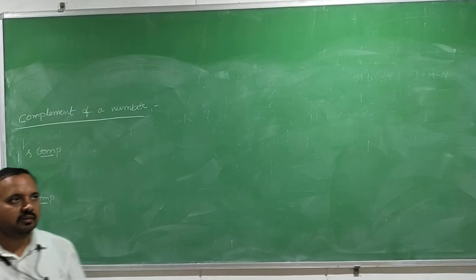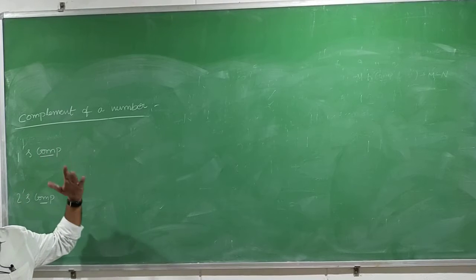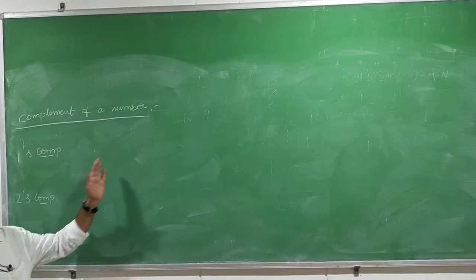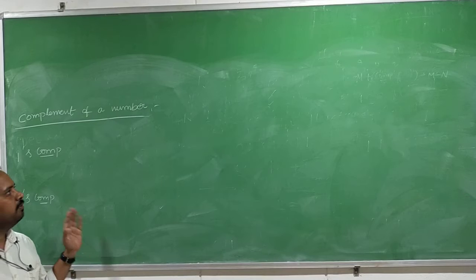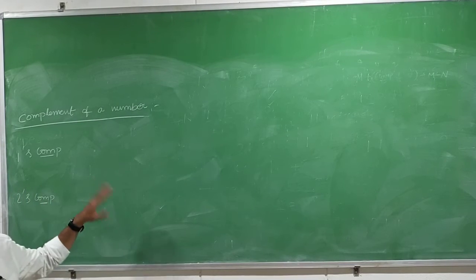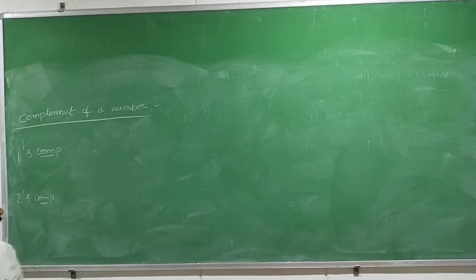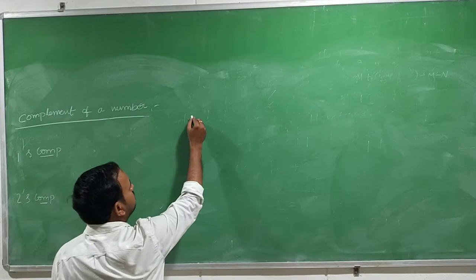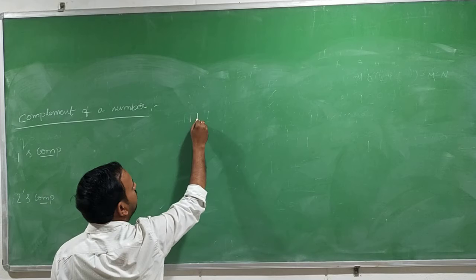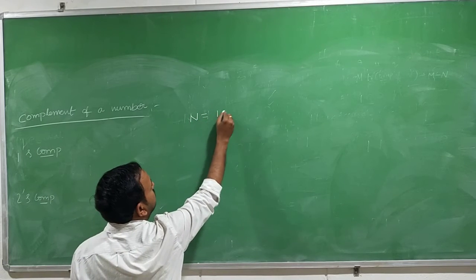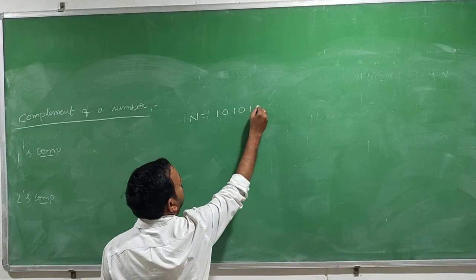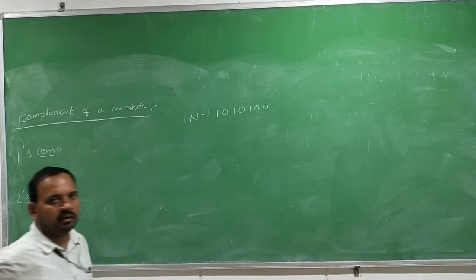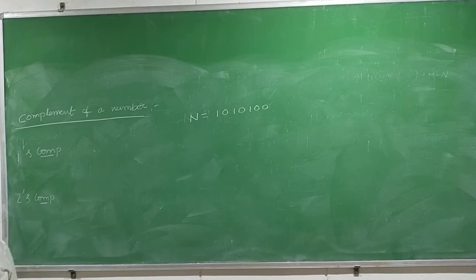So in the previous lecture, we have seen how to find the ones complement and twos complement for a given number. Now, if you want to know how we are doing it mathematically, here we will see the proof. For example, the given number N equals 1 0 1 0 1 0 0. Some number I have taken. This is your given number.